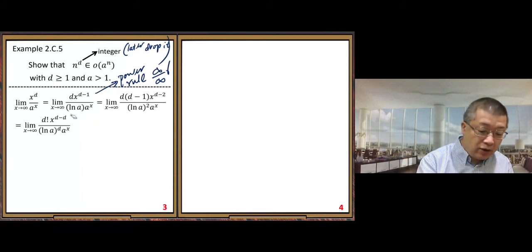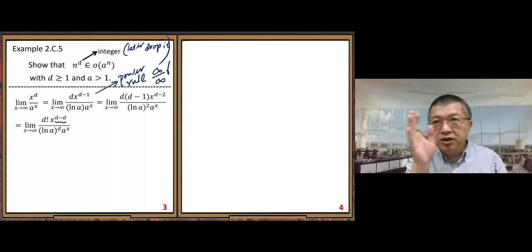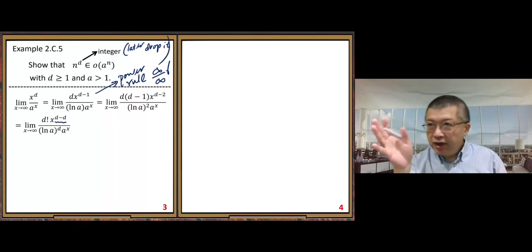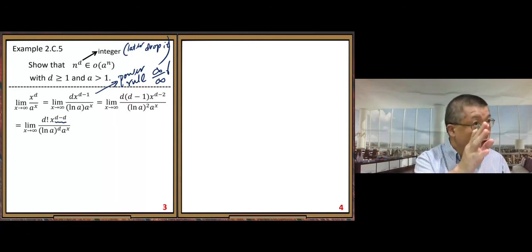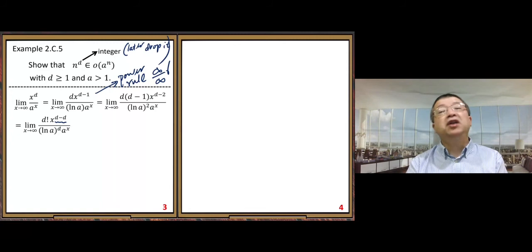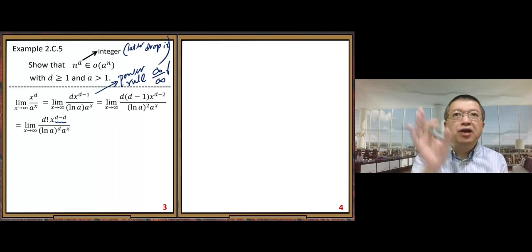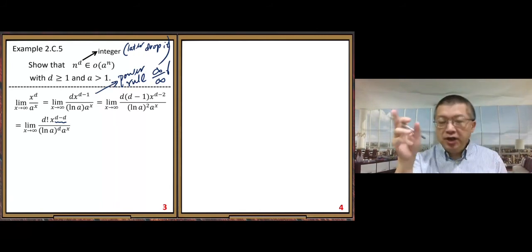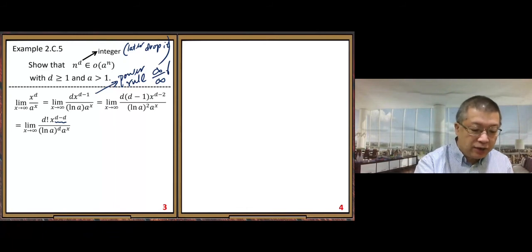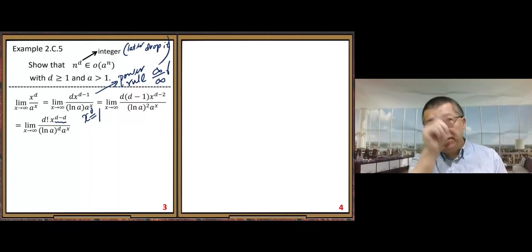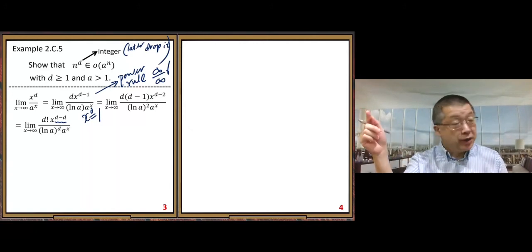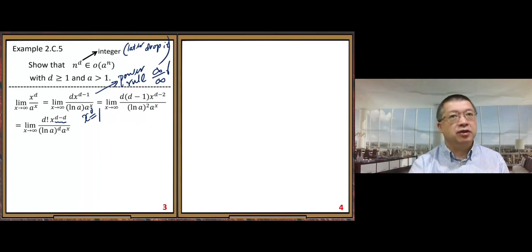So when the exponent number becomes d minus d, that means you apply L'Hopital's rule d times. When you apply it d times, the exponent number is reduced by d. So d minus d equals 0, x to the 0 equals 1, right? We know that. X to the 0 equals 1, so it's not a variable, it is a constant.